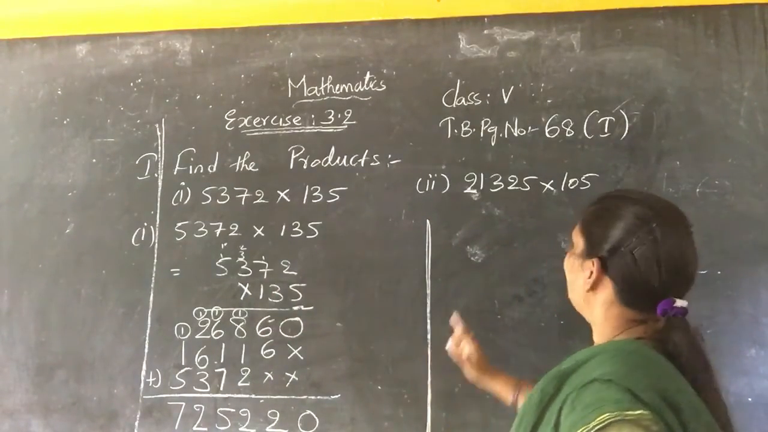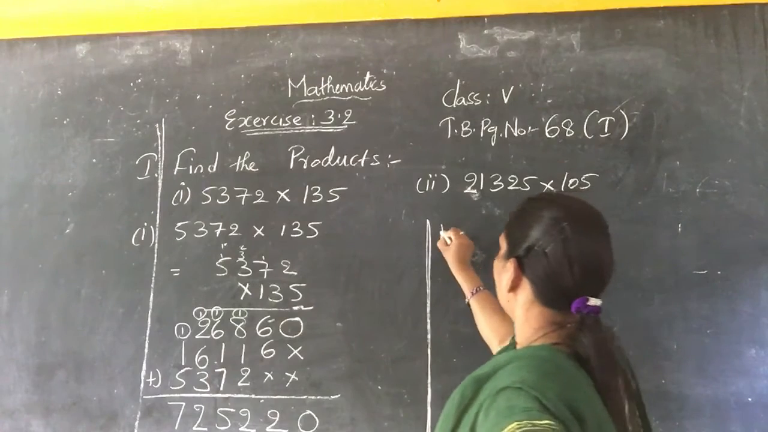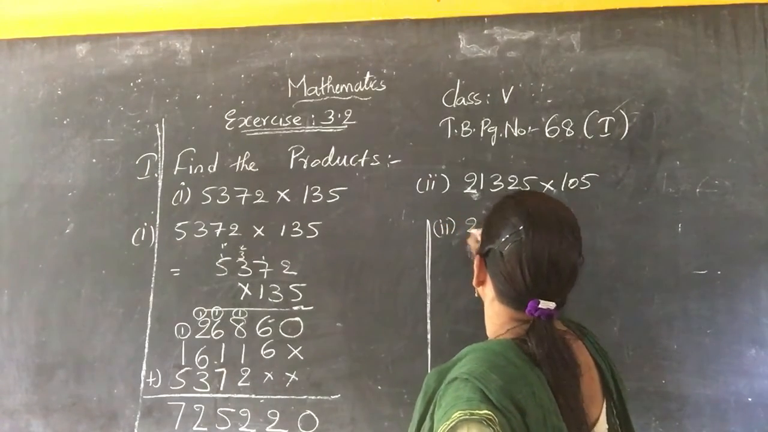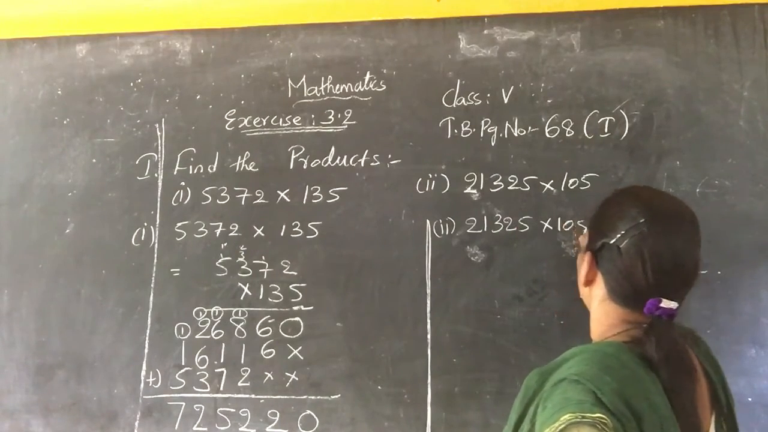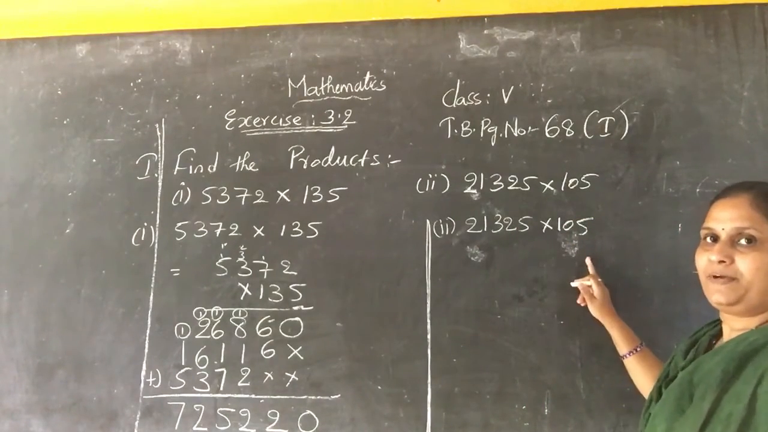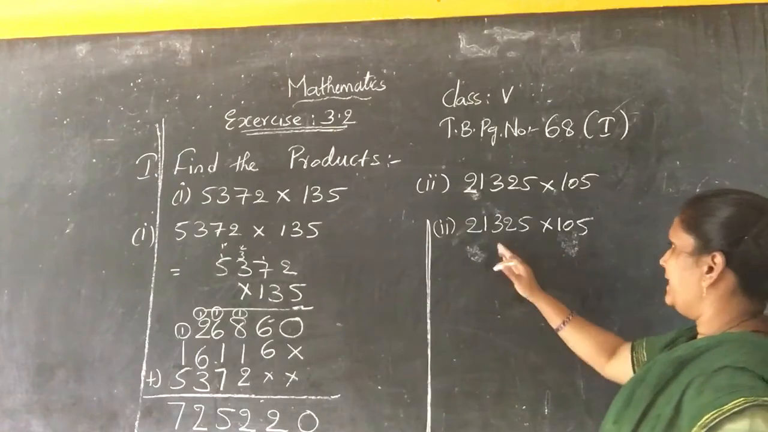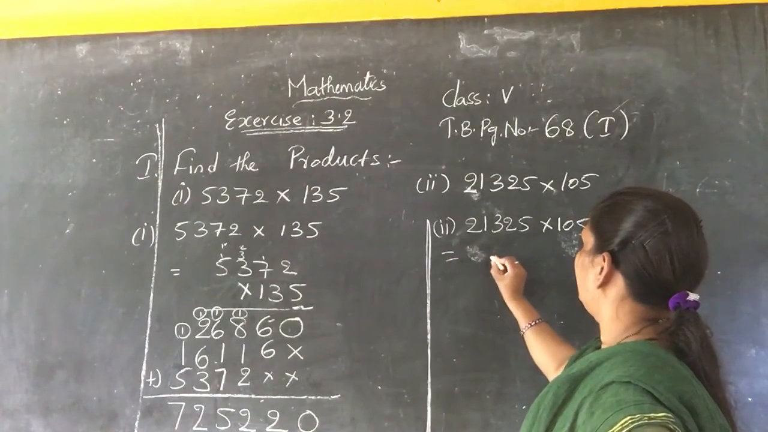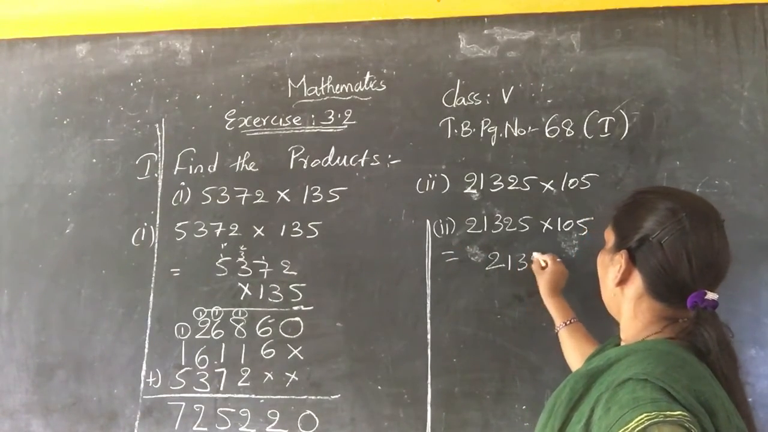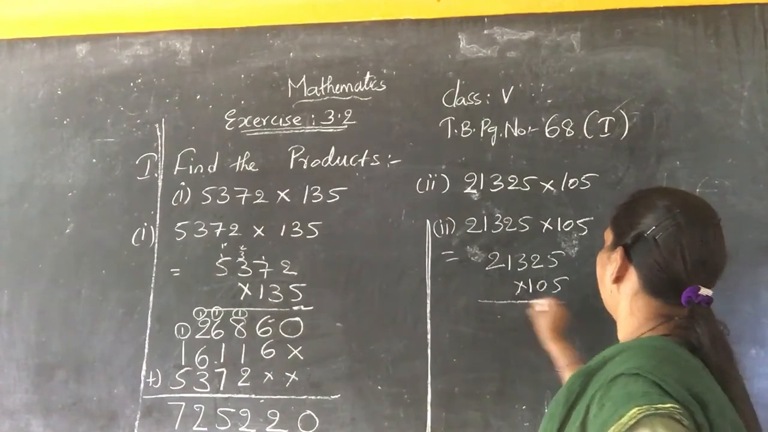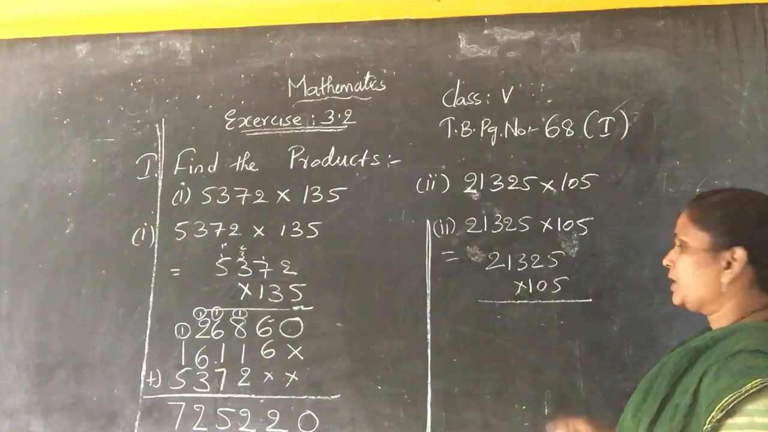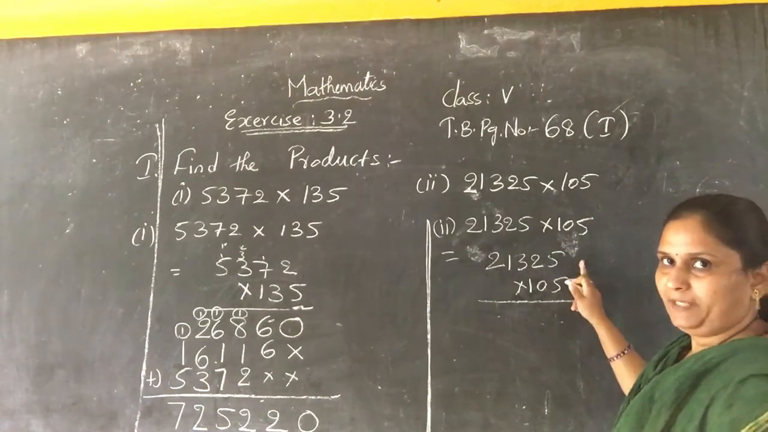Now coming to the second one. Same on the second sum also. Copy the sum again. 21325 into 105. Copy again everyone. After writing that, put is equal to and write 21325 into 105. Draw the line. From the ones place, start doing the multiplication.